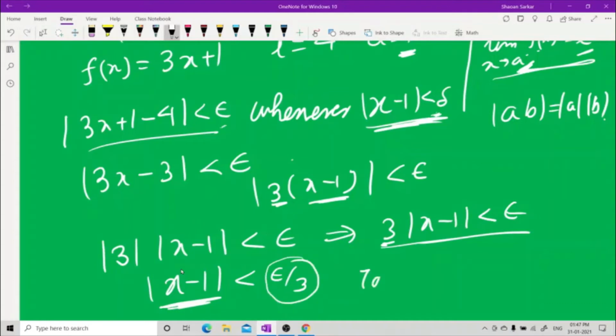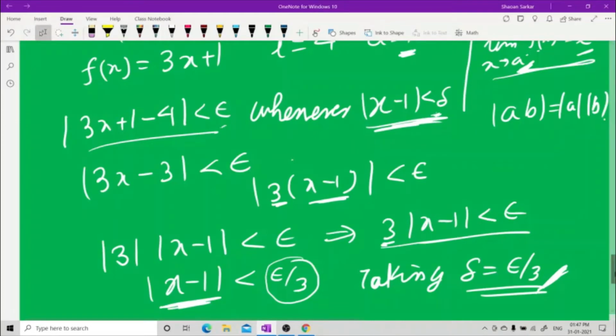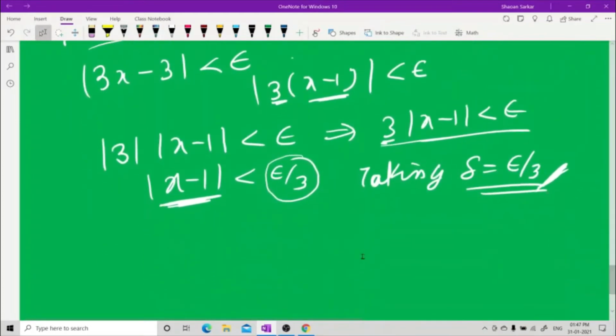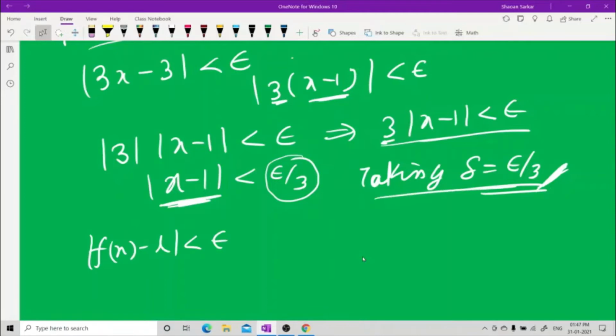So taking delta equal to epsilon by 3, I had to find this delta, and by this process I got the delta. So now I can say that when taking delta equal to epsilon by 3, we have |f(x) minus L| less than epsilon, whenever.